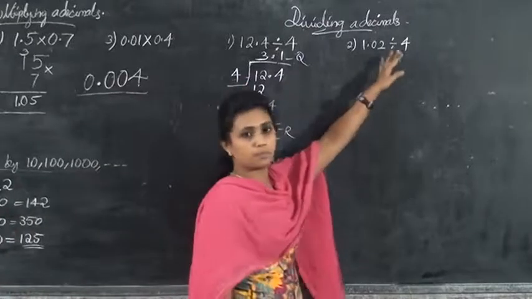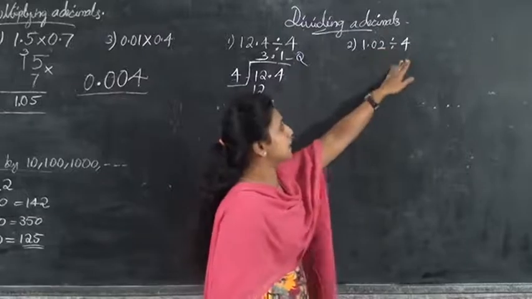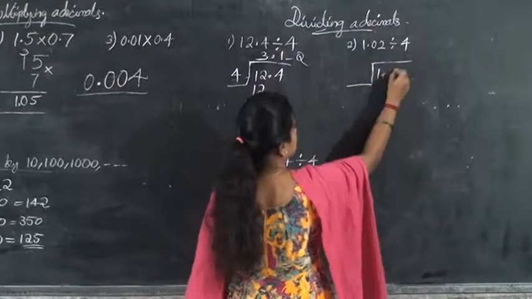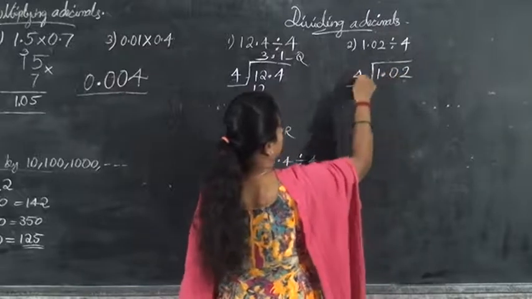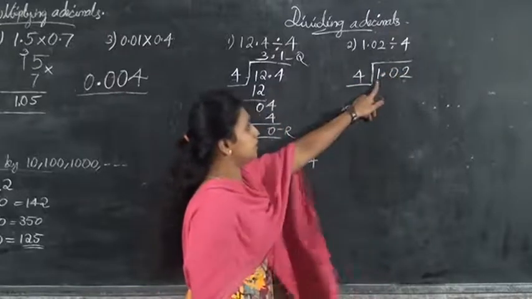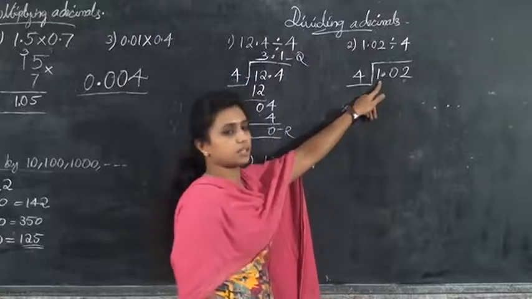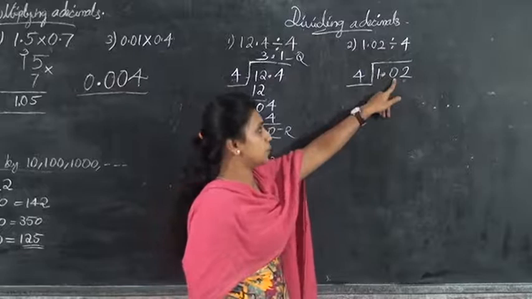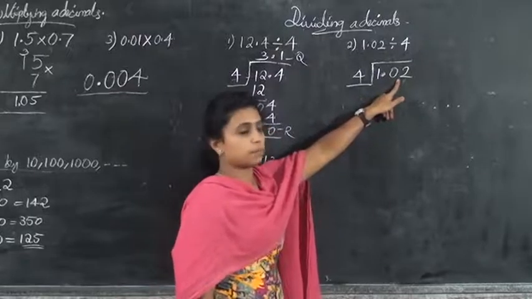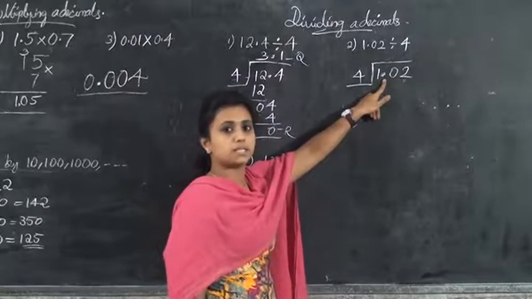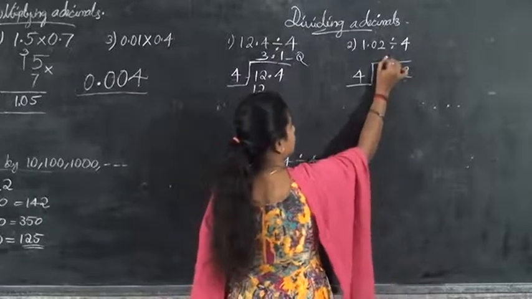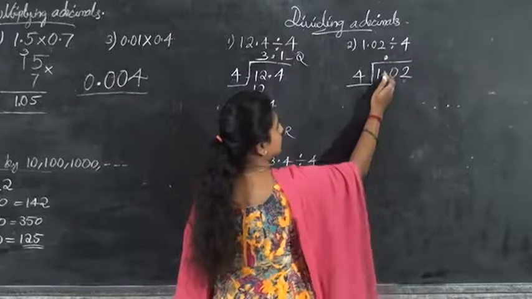Then look at the second one. 1.02 divided by 4. This is the dividend and this is the divisor. Normal way of division. 1.02 then comes 4. So the first digit on the left is 1 and this 1 is less than 4. So can we divide? No. So you need to choose the next number also. So we choose 10. But you can see a point here. So what should you do? First you want to put that point in the quotient, just above this one.